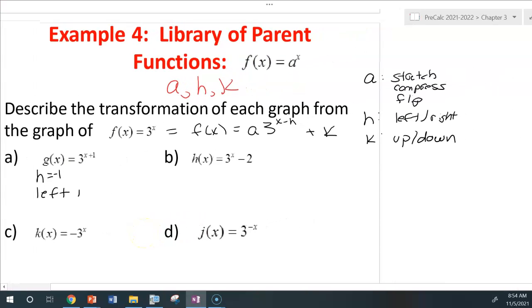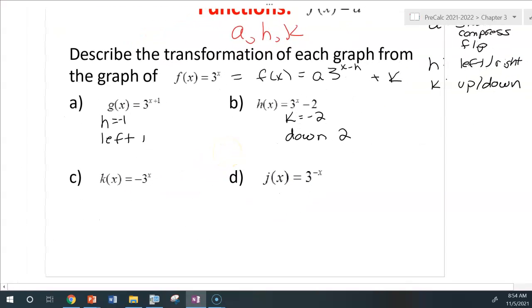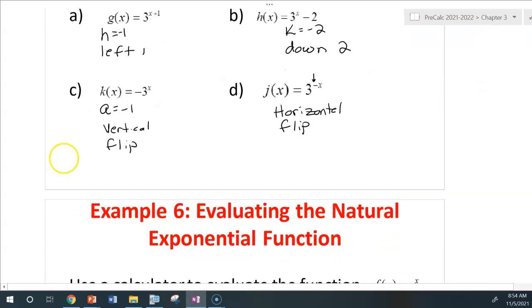And in B, I have K equals -2. So this is going to be a down 2. On C, I have A equals -1. So this is going to be a vertical flip. And now look at D. We've got a -x. And so when you are doing a negative times your x, that's going to cause a horizontal flip. Just like we saw in our previous graphs.